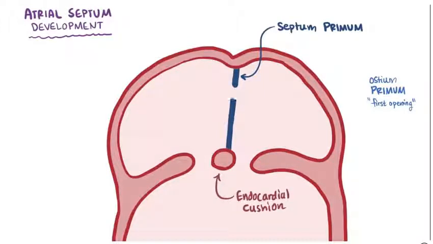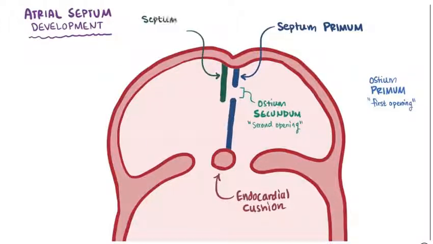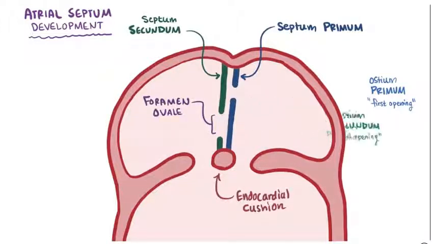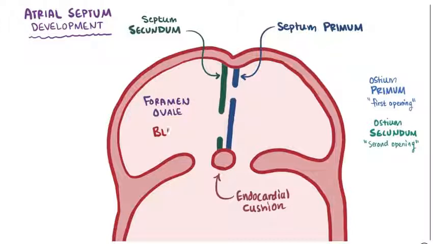Meanwhile, a hole appears in the upper area called the ostium secundum, or second opening. Now we also have the septum secundum, which grows downward just to the right of the septum primum, and covers the ostium secundum like a curtain, leaving a small opening called the foramen ovale, and essentially creating a makeshift valve that allows blood to go from the right atrium to the left atrium, but not the other way.